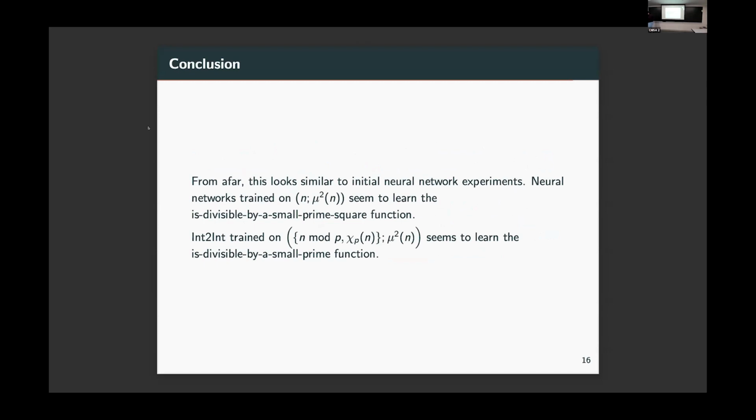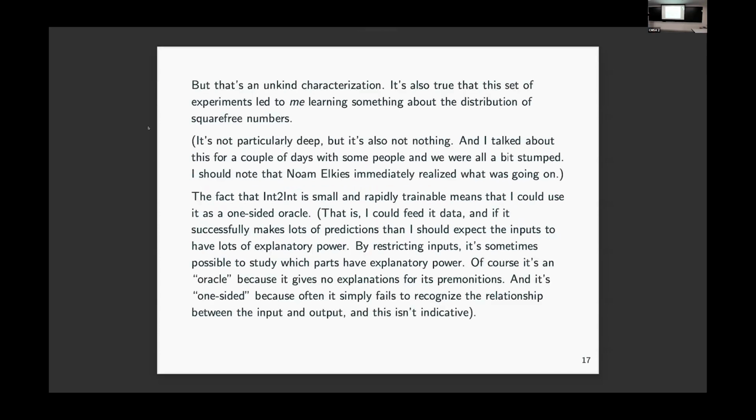So from afar, this actually looks similar to the initial neural network experiments done by Ellenberg earlier. When you train n and the square free indicator function with a neural network, what you learn is: are you divisible by a small square of a prime function? And somehow what we've learned today is: are you divisible by a small prime function? Okay, but I think this is actually unkind. What really happened is that we did some experiments, we did some A/B testing. This was a small transformer that we could train and iterate on lots of times, and I learned something. And that's what we're trying to get out of this anyway.